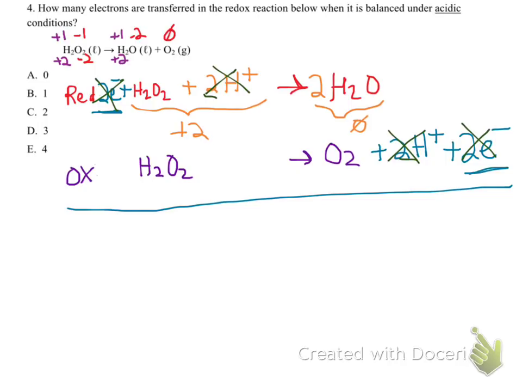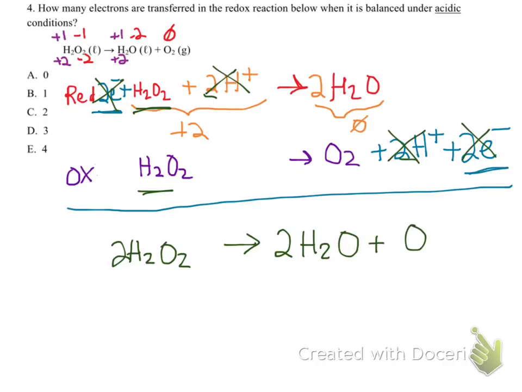It's going to be, we've got 2 H2O2s, one from the reduction reaction, one from the oxidation. So 2 H2O2 is going to yield 2 H2Os and O2. And here we have a nice balanced reaction. Woo!